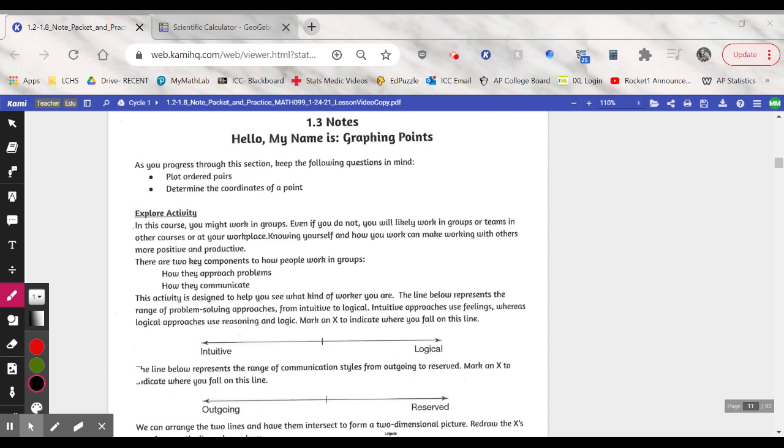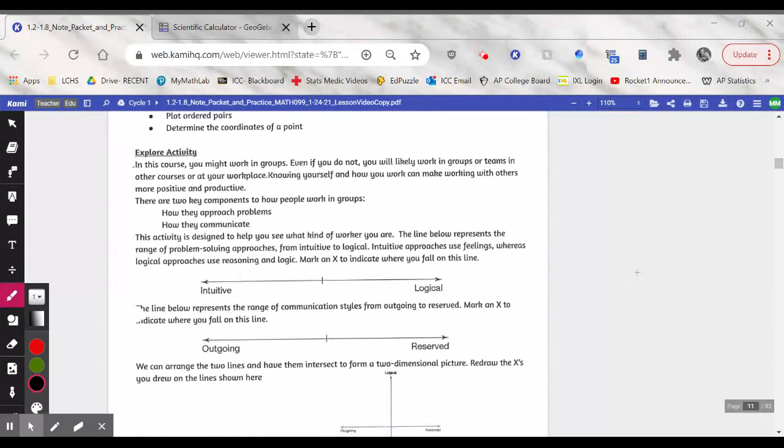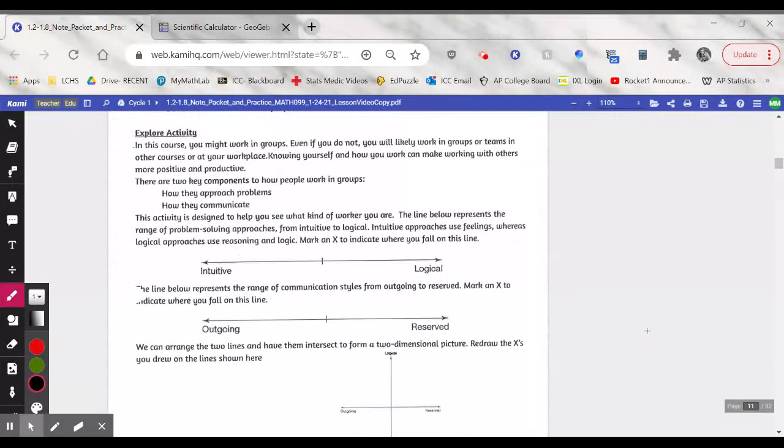So this video is going to cover section 1.3, which is on graphing points. In this section, you are going to make sure that you can plot ordered pairs and also determine the coordinates of a point. For the ease of today's activity, I'm going to have us skip the explore activity. So we are going to skip that part.